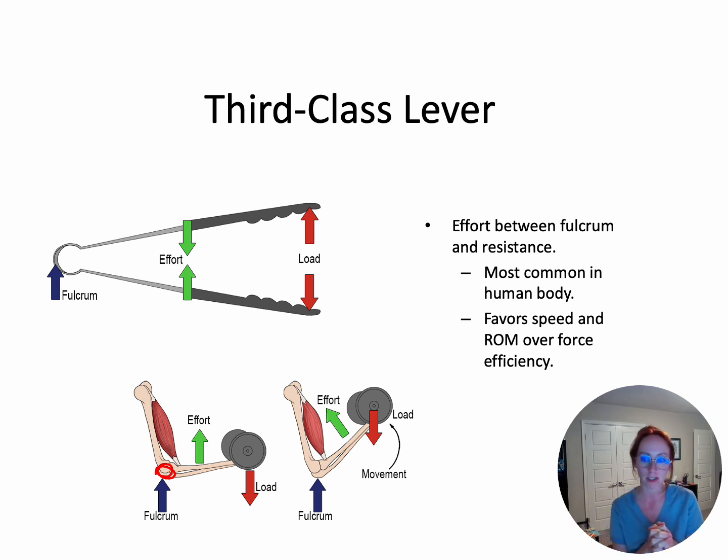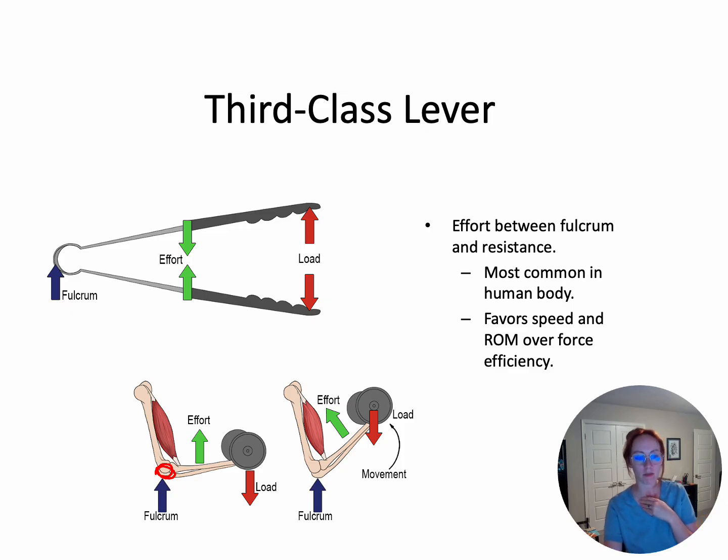Most human movements rely on third class levers, which unfortunately operate at a mechanical disadvantage. This means greater muscular force is required to move a load. However, this design allows for faster and more precise movements. So again, remember, this is going to be a mechanical disadvantage because that moment arm is going to be lengthened.